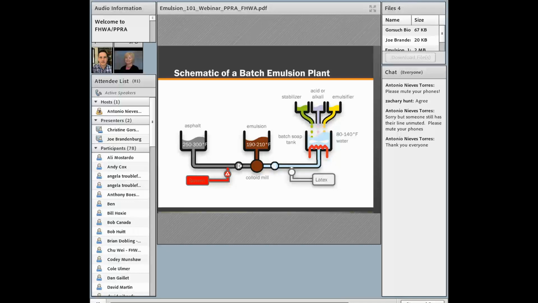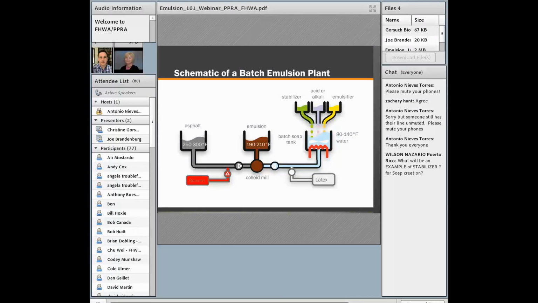So if you look at this basic schematic of a batch plant, you'll see on the left is our asphalt tank. And typically we keep our asphalt between 250 and 300 Fahrenheit, and that depends on the type of binder that we use, whether it's modified with SBS or unmodified. We also have typically tanks for emulsifiers, whether it's cationic or anionic. We have acid or alkali tanks. We also have tanks for stabilizers as well.